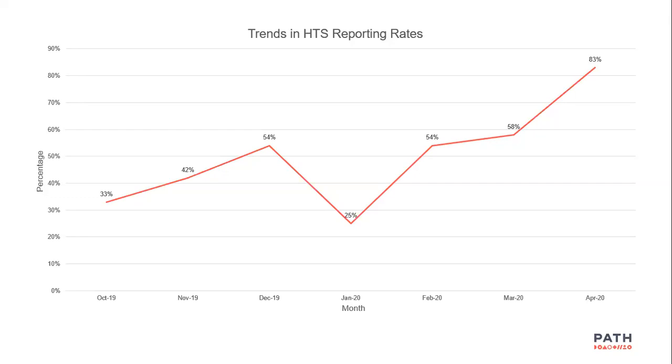And I think that is why we see an increase in March and, of course, in April on the reporting rates, because the sensitization and bringing the county on board really did help us a lot in the eHTS uptake at facility level.